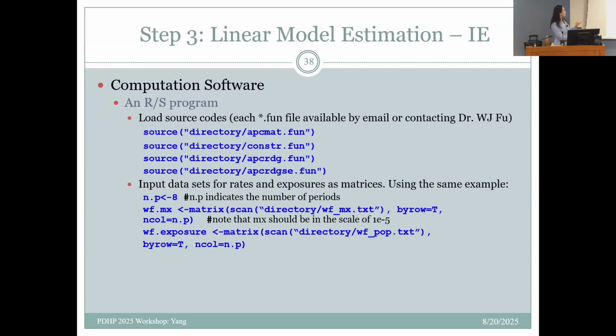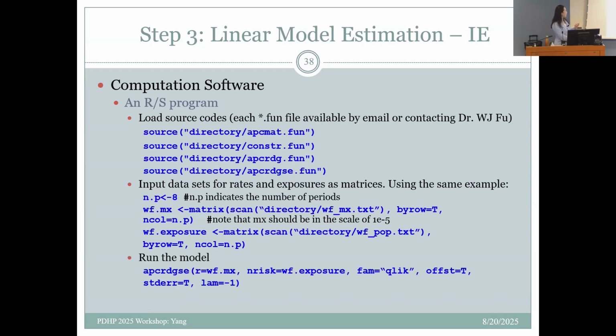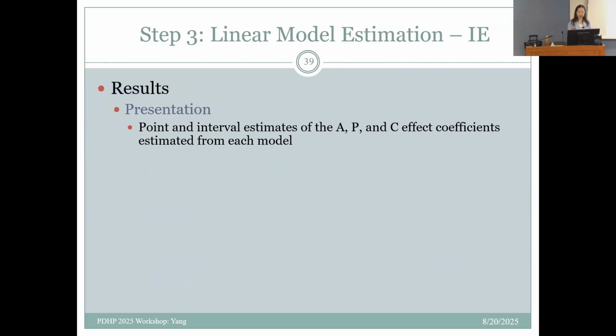This is the rates, this is exposure, and then run the model using APC Ridge, RDGSE, and then all the specifications are written here, and then you can fit it. You may prefer writing your own codes, but I'm just showing here. So after you do this, run this. Also, SAS codes for IE has not been written yet, so you're more than welcome to do your own thing if you have the algorithm written out.